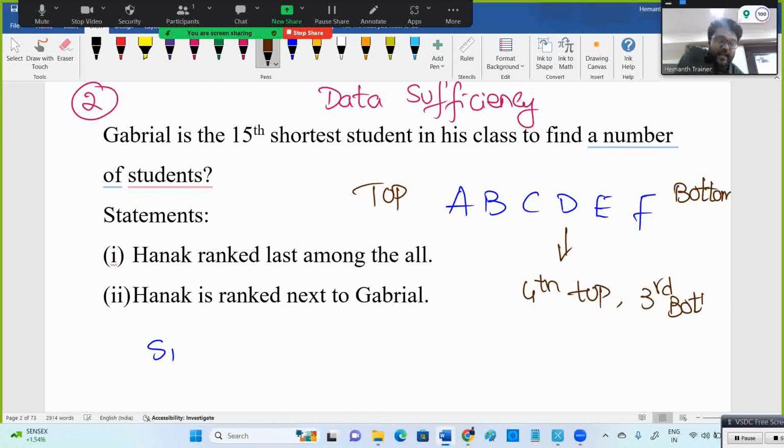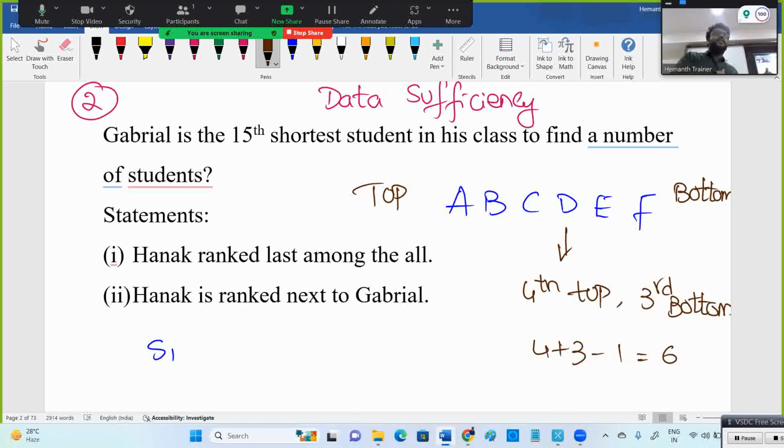Then how can you decide the total? It is 4 plus 3 minus 1. Why minus 1 we have to do is, you are counting the person D from the left hand and right hand both. Minus 1 we have to do. So that's what I am telling you. If I know Gabriel's position from shortest, and from tallest, then I can decide what is the total. Statement 1 alone is not possible, because it's not about Gabriel.